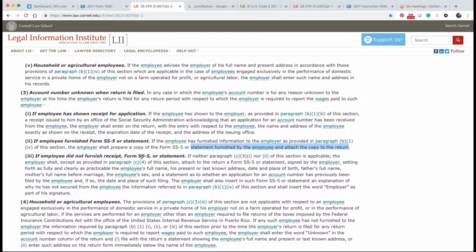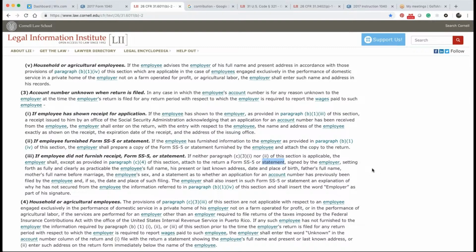If the employee did not furnish a receipt, form SS5, or statement, they always put that statement at the end. If neither paragraph C3(1) nor 2 of this section is applicable, the employer shall accept as provided in paragraph C4 of this section, attached to the return, a form SS5 or statement signed by the employer setting forth as fully and clearly as practicable the employee's full name, his present or last known address, date or place of birth, father's full name, mother's full name before marriage, the employee's sex, and a statement as to whether an application for an account number has previously been filed by the employee.